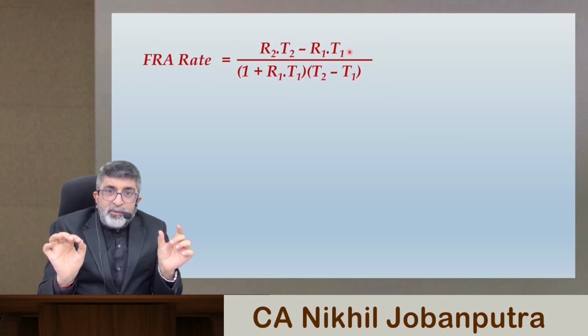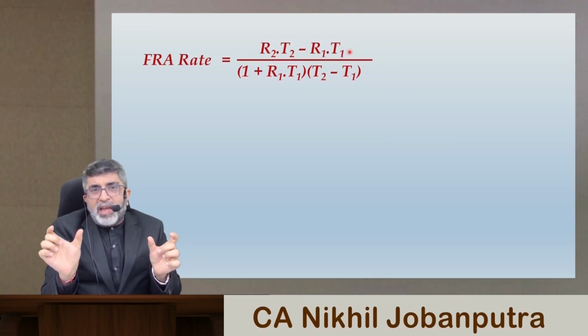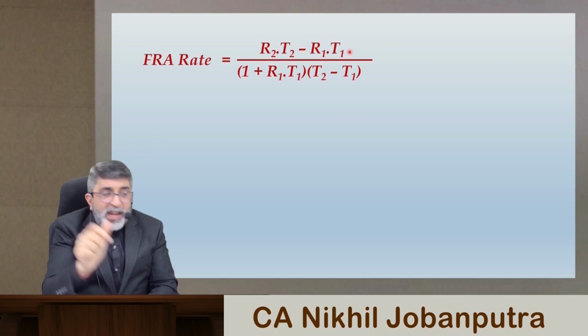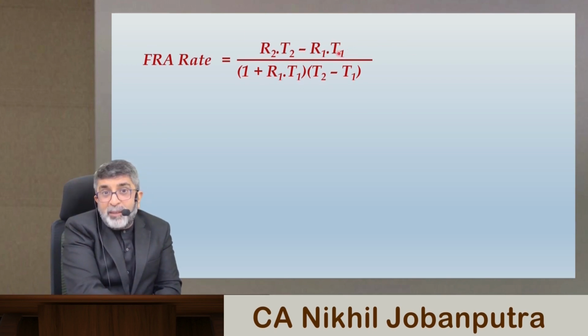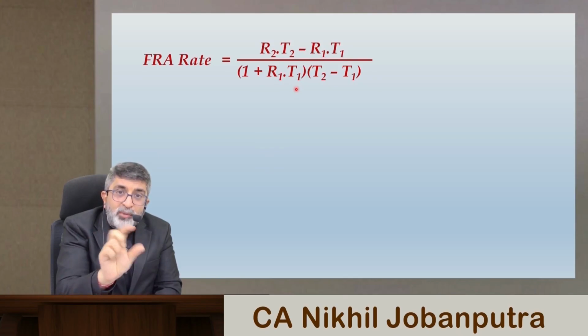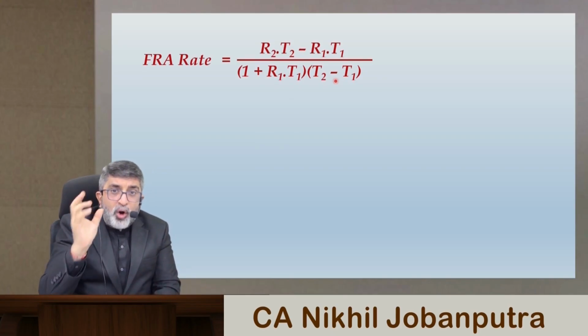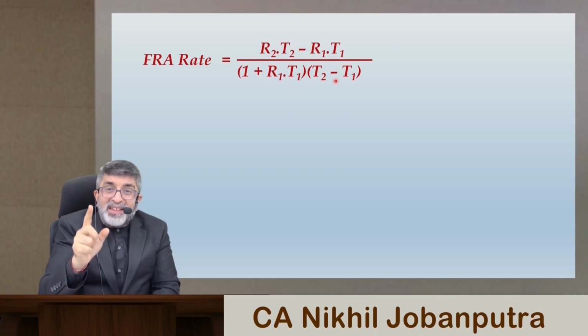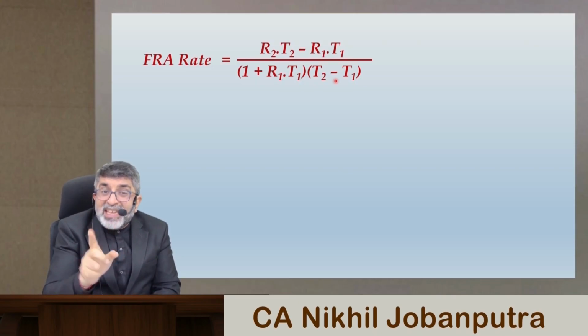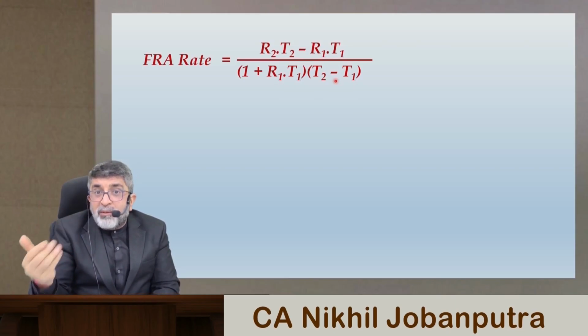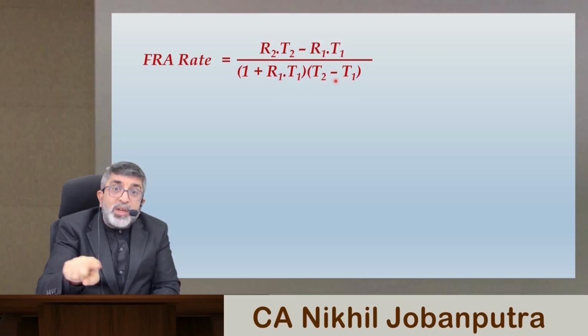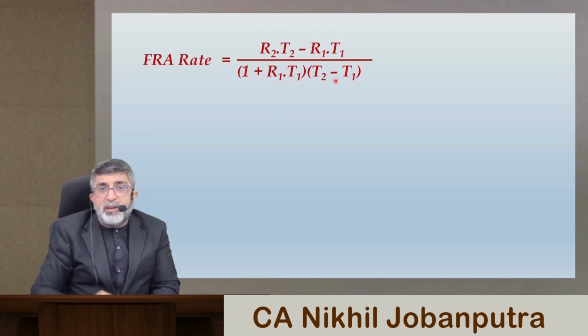So rate into time for longer period minus rate into time for shorter period will give you the adjusted difference, that is the periodic adjusted difference. That will be divided by 1 plus R1 into T1. That means 1 plus the shorter period rate multiplied by the difference between the longer period and shorter period. But keep in mind one thing, all this period what I am expressing as T1, T2 should be the time in years. That means if the question is giving you months or days, convert everything into years. Then only this formula will work.